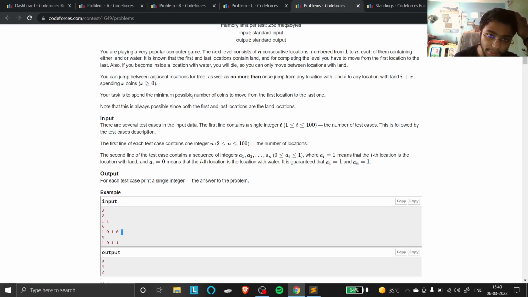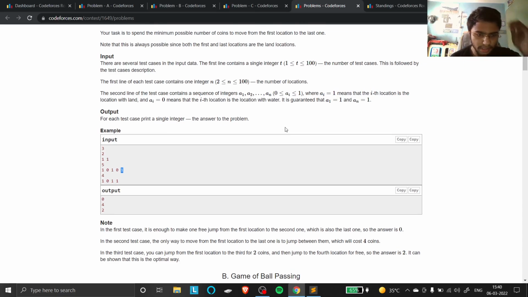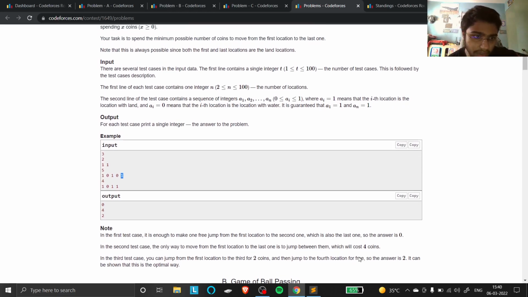So it asks to spend the minimum possible number of points to move from first location to last. First location to the last one is a jump between them. They will cost 4 points. Third case, you can jump from first location to third for 2 points, and then jump from the fourth location free.